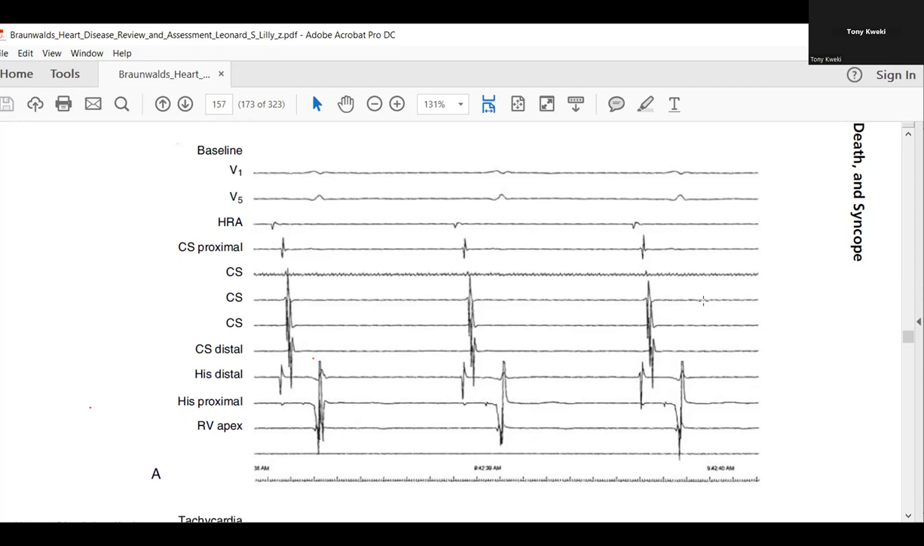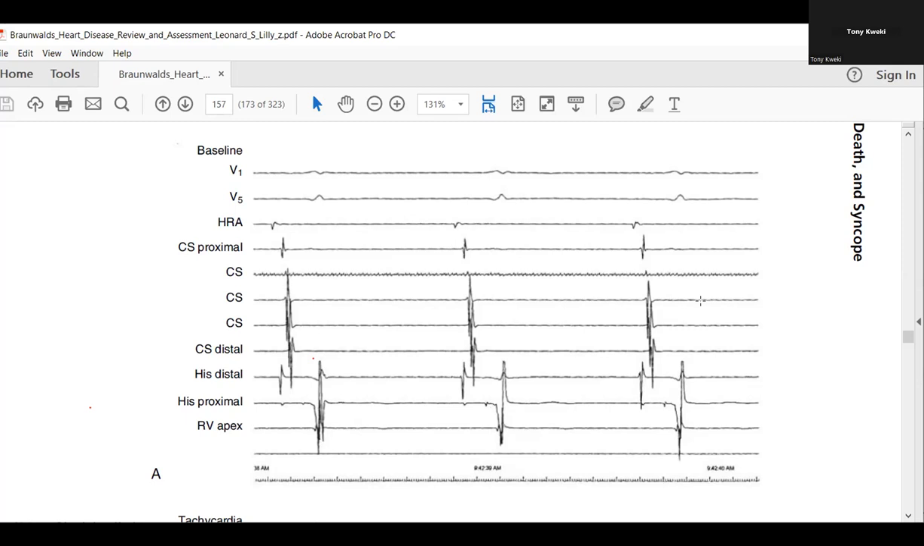And then we see that we have the coronary sinus, with the different ones, the proximal ones, usually from the proximal to the distal. Also the His bundle, we have the distal and then the His proximal. And then of course we have the right ventricular apex. First of all, we look very well at the QRS complex. Ideally the right atrium should depolarize before the QRS complex, which is what we are seeing at the baseline.